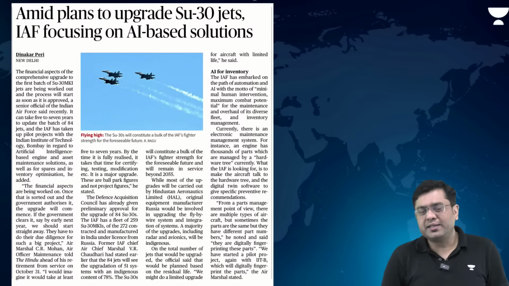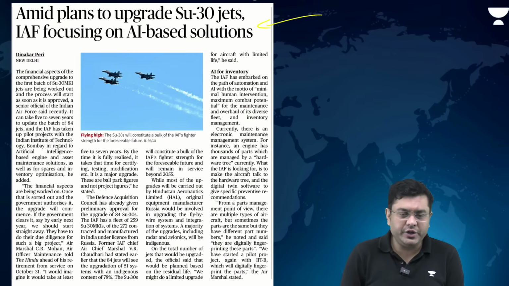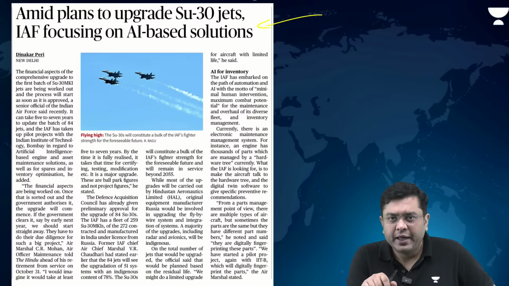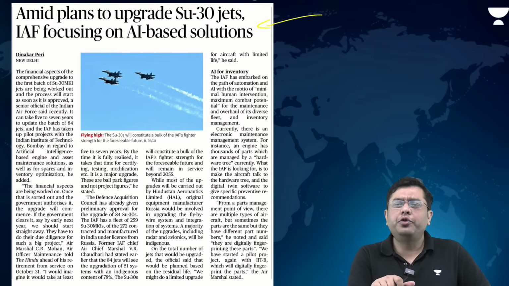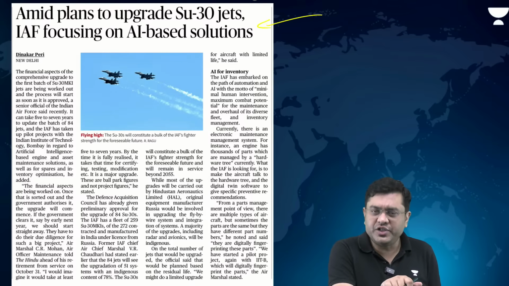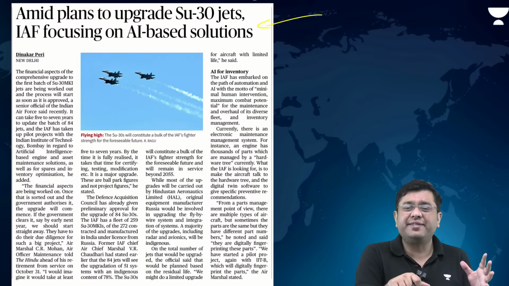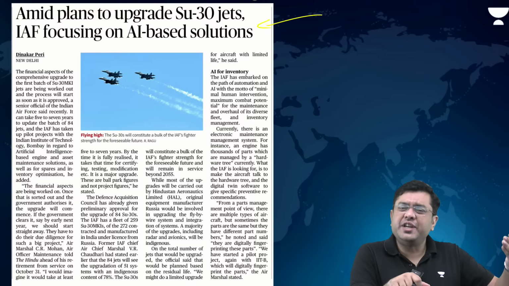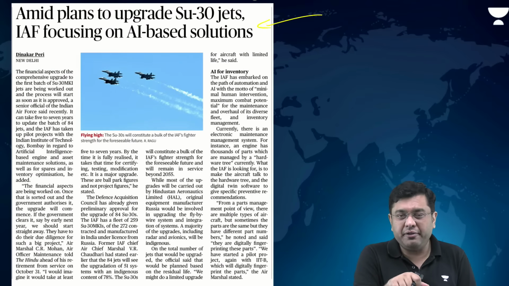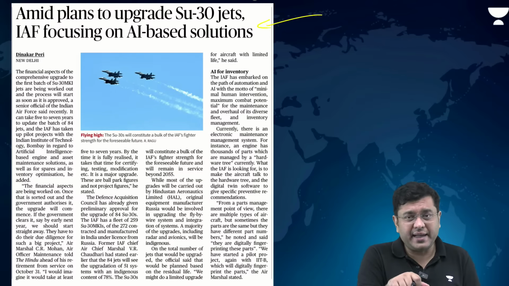Okay. Now the last article of the day, amid plans to upgrade Sukhoi 30 jets, Indian Air Force focusing on AI-based solution. While the Indian Air Force is on its way to upgrade the inventory of Sukhoi 30 jets that it has, more than around 250 Sukhoi jets that we have, those jets are supposed to serve the Indian Air Force up till around 2055. So a lot of these jets require upgradation, maintenance, etc.